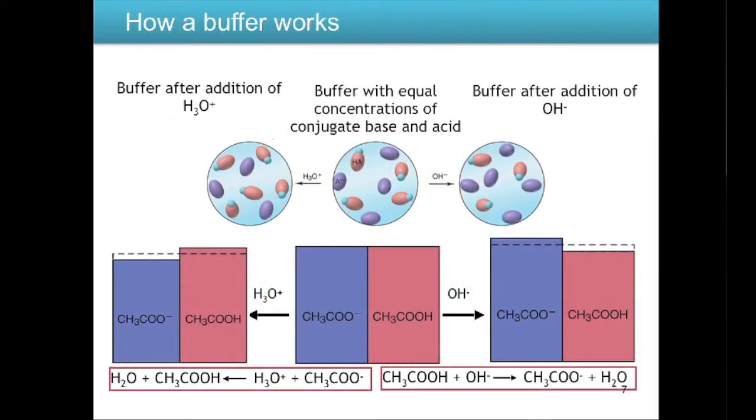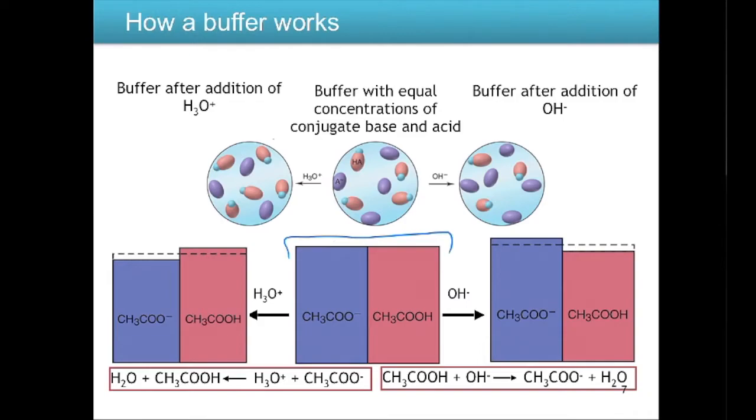So here's a quick diagram to show you what happens when we have a buffer solution. Right in the middle, this bar graph right here, we have equal amounts of both acetic acid in red and acetate ion in blue. Okay, so that's a buffer with equal concentrations of conjugate base and acid.